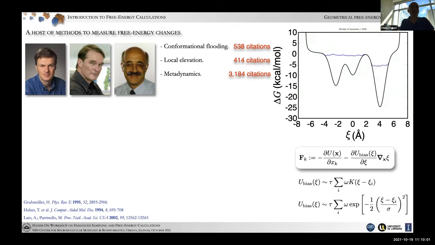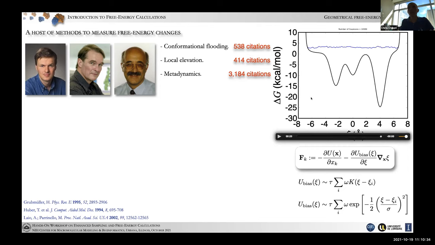That's from the group of Michele Parrinello here, but that finds its foundations in earlier papers, the Laio and Parrinello paper from 2002, but the foundations can be found in a paper by Helmut Grubmüller here, conformational flooding, and one by the group of Wilfred van Gunsteren here called local elevation. So the idea here is essentially to add Gaussians, little Gaussians.